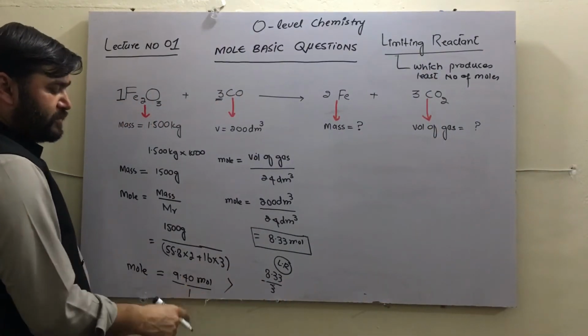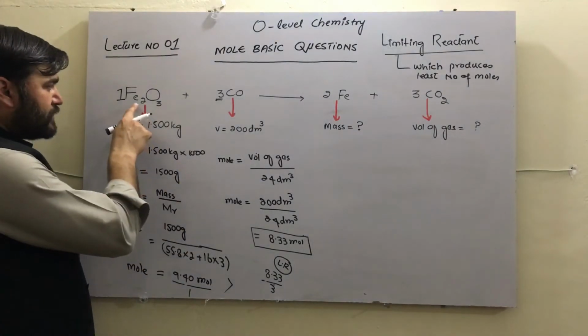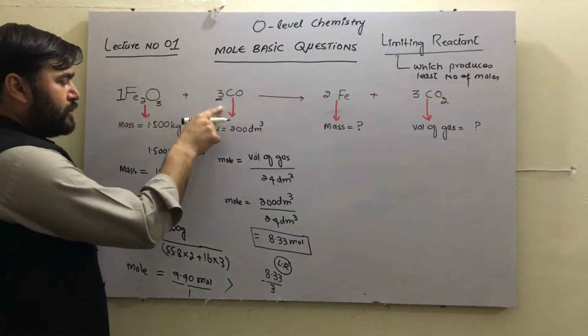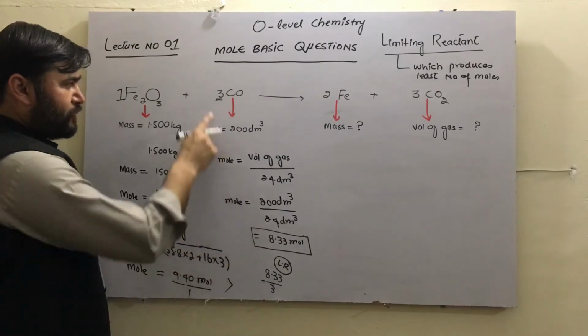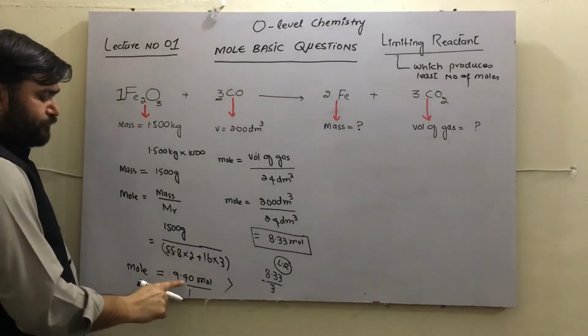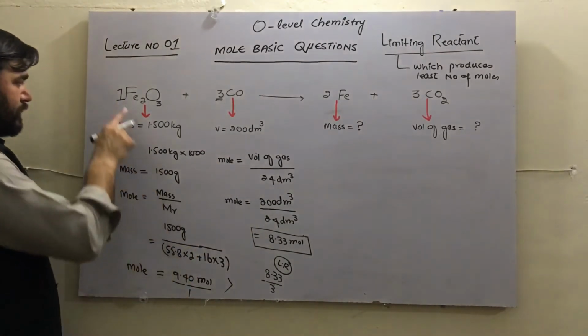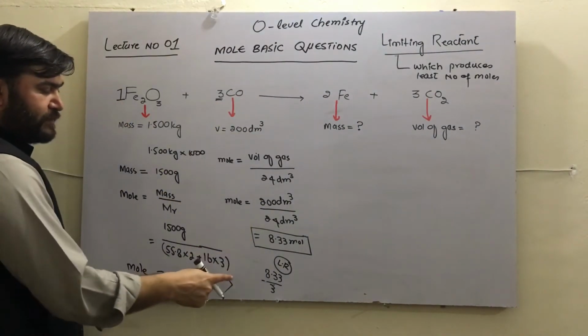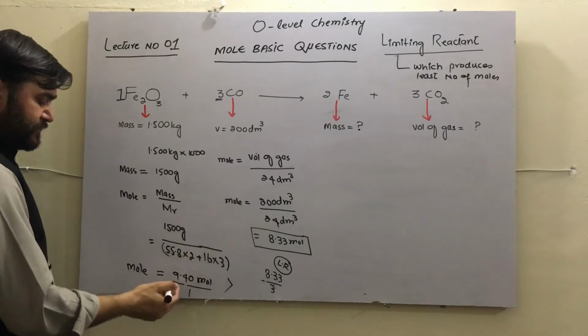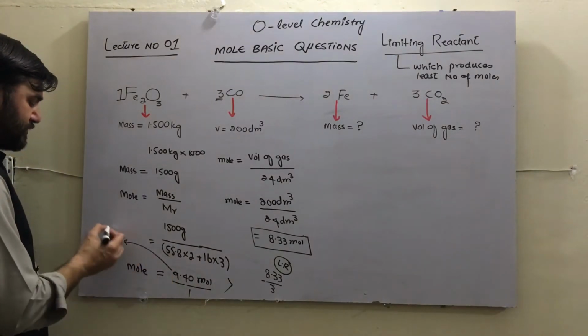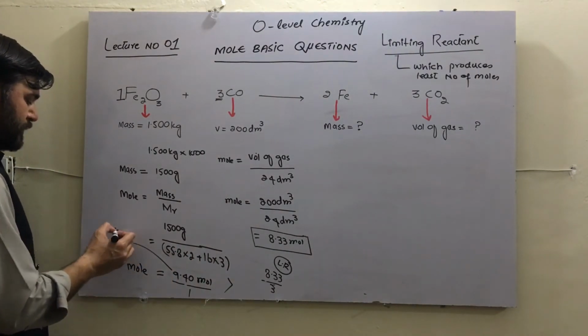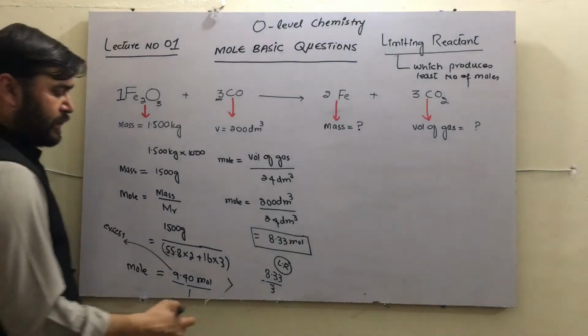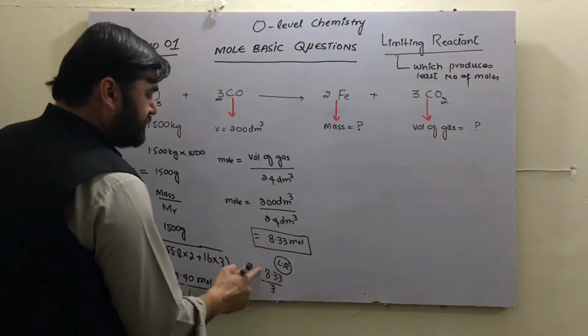So in chemistry, this is the best way: just divide each mole by its coefficient. Here we divided 9.40 by 1, which comes from the equation, and this 3 also comes from the equation. The one which is higher will be in excess. In this case Fe2O3 is in excess and will be left over in the chemical reaction, and carbon monoxide is the limiting reactant.